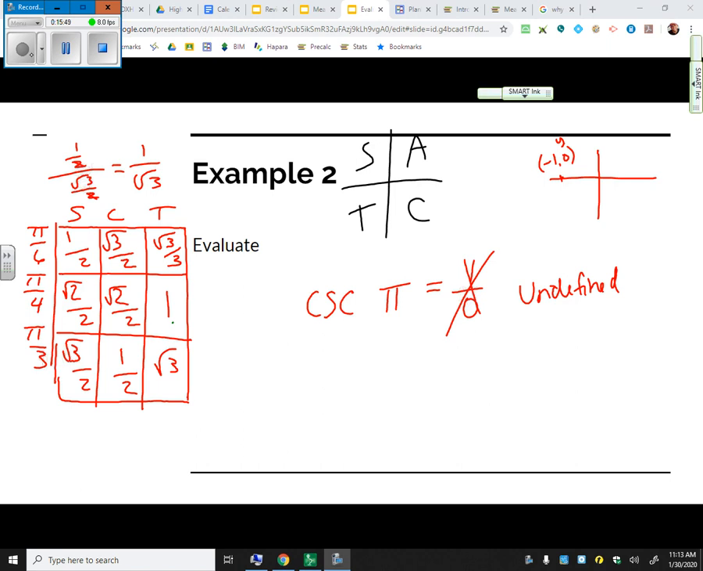Okay? Oh, I got another one. I'll try to throw you off. Let's do tangent of 3.